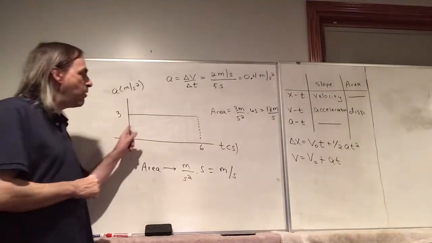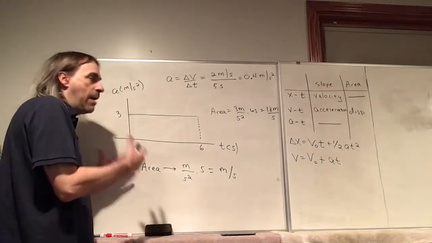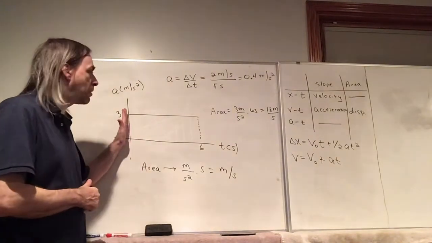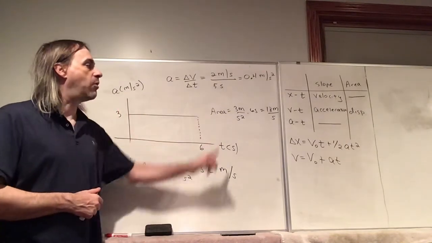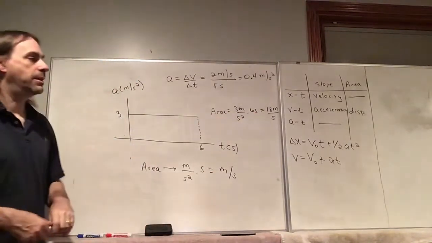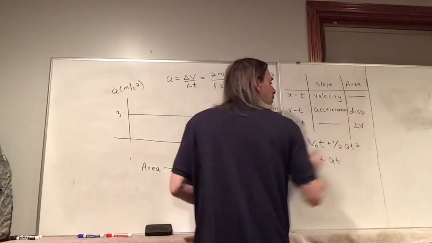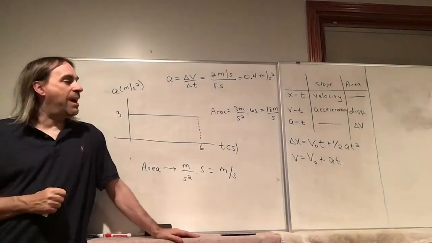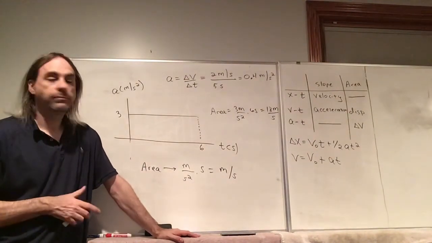But the thing is, we don't know what the initial velocity is. So without knowing how fast it was moving at the start, we know that the acceleration is a change in velocity, and that's what this is. I'll just write delta V. So the area gives you the change in velocity.